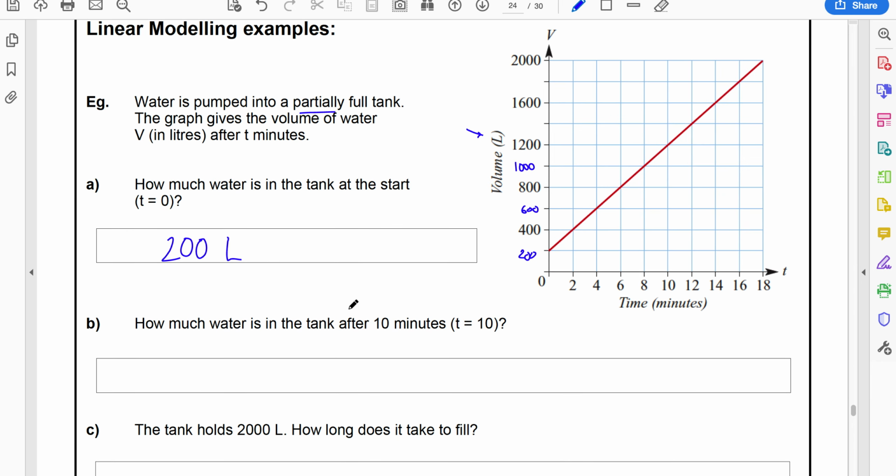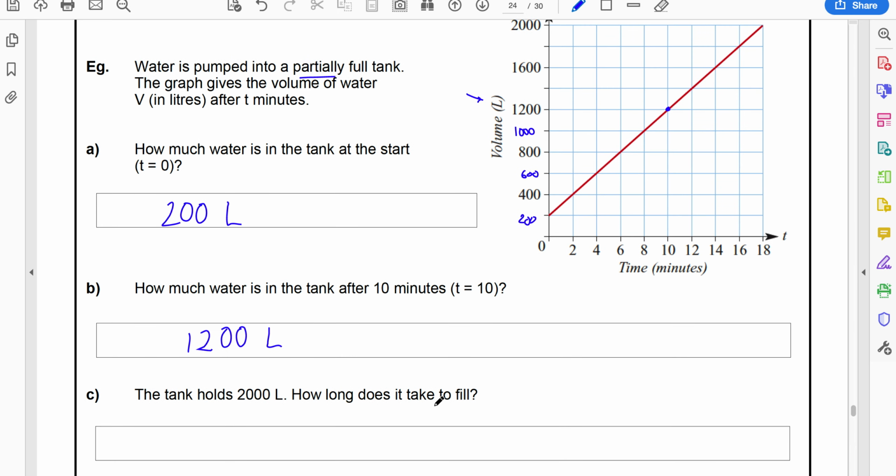How much water is in the tank after 10 minutes? Again, if possible, you can go up to time is 10 and then read off the graph. Sometimes it is more difficult depending on the scale, but this one has been chosen specifically because we can see there's 1200 litres.